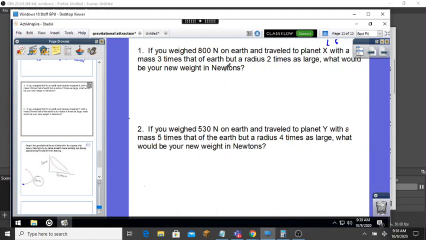Okay, so if you weighed 800 newtons on Earth and you travel to planet X, and that planet has a mass 3 times that of Earth, but a radius 2 times as large, what would be your new weight in newtons? Since gravity affects everything, this helps us determine what would happen if you went to another planet, because your weight is going to be different, right? If you go to Mars, for example, or the moon, the gravity on the moon is 1/6 that of Earth. Since it's smaller, you would weigh 1/6 as much.